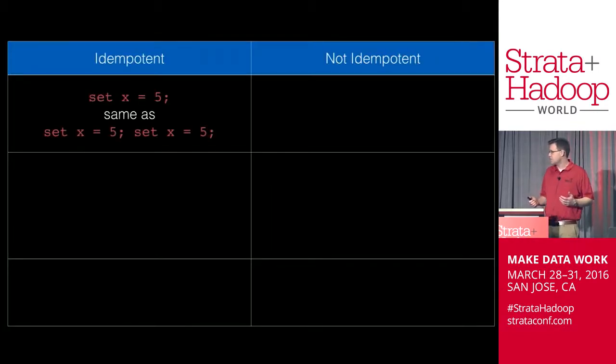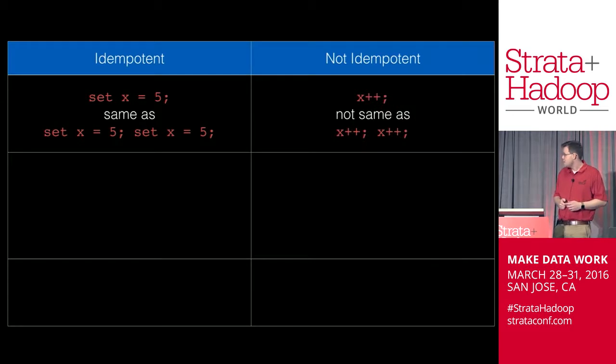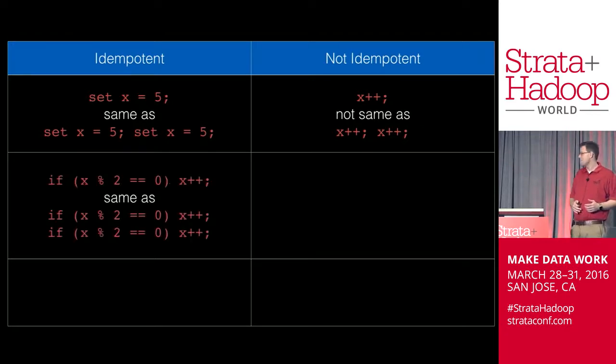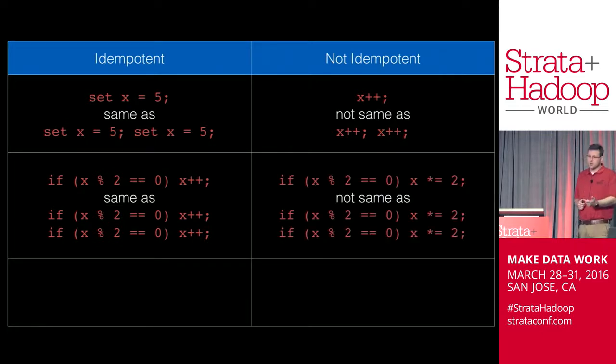And so this is, I think, best to explain with examples. If I set x equal to 5, and I do that twice, x is still 5. Whether I do it once, twice, 10 times, x is still going to be 5 at the end. If I increment x, not idempotent. Incrementing x and incrementing x twice gives me different answers. Say if x is even, increment x. This I can do a whole bunch of times, right? It moves 4 to 5, but then it stays 5 for the next few operations. If I say if it's even double it, it moves 4 to 8, and then it moves 8 to 16, and then 16 to 32, etc.